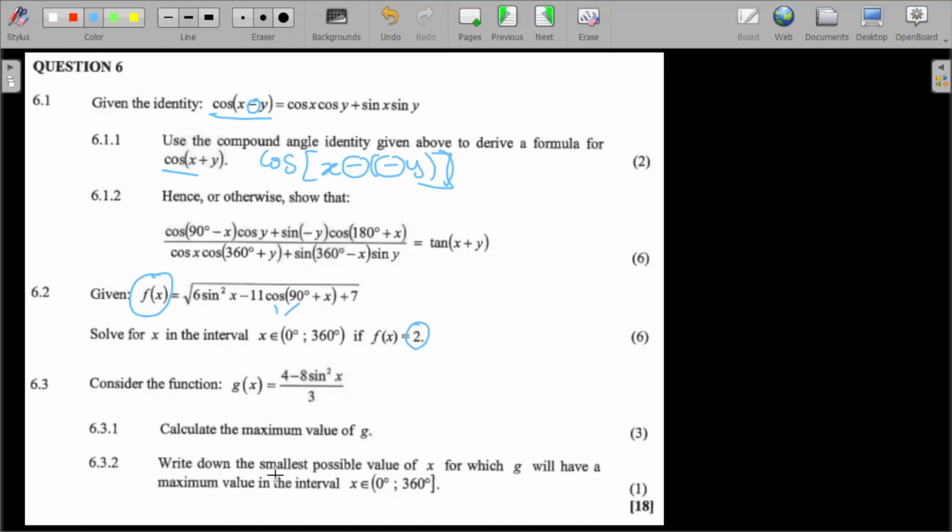Calculating the maximum of g, maximum here, again, very, very important, this word. I hope you do understand what this word means, because in order for us to understand here, the word maximum is very, very important. So in this question, hopefully you're going to get this, and also getting this. So here, the understanding of this word is very, very important. So write down the smallest possible value of x of g will have the maximum interval. Again, having this word maximum, it's very, very important. Based on the calculus again, this maximum word.